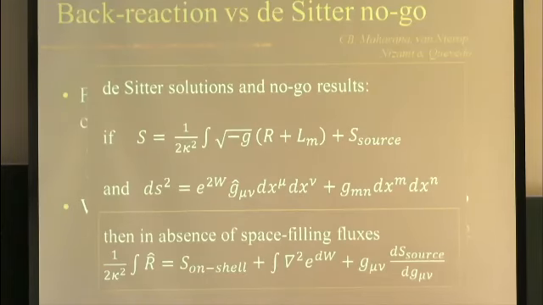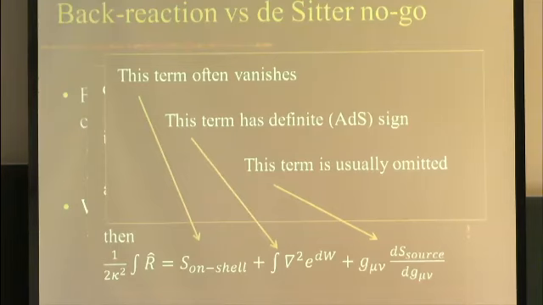So now the way that the no-go theorems often work is you take these things and you recognize that this term often vanishes. This is one which has a very definite sign because basically del squared has a definite sign. And then often this one is ignored because you're looking at the solutions in the bulk away from the sources, and so you think that those things should be vanishing there.